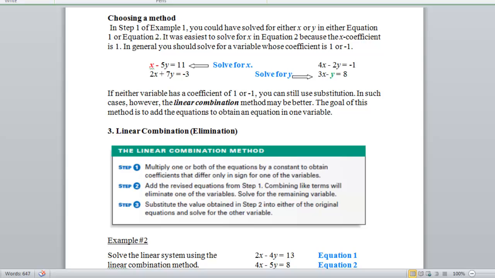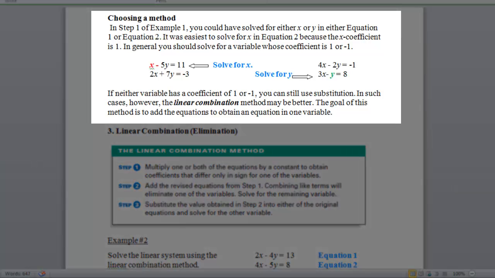In the previous examples, we made it a point for you to find the x or the y value that had a coefficient of 1 or -1. And so you can see here, this is going to help us choose the method that we want to solve the system of equations with.